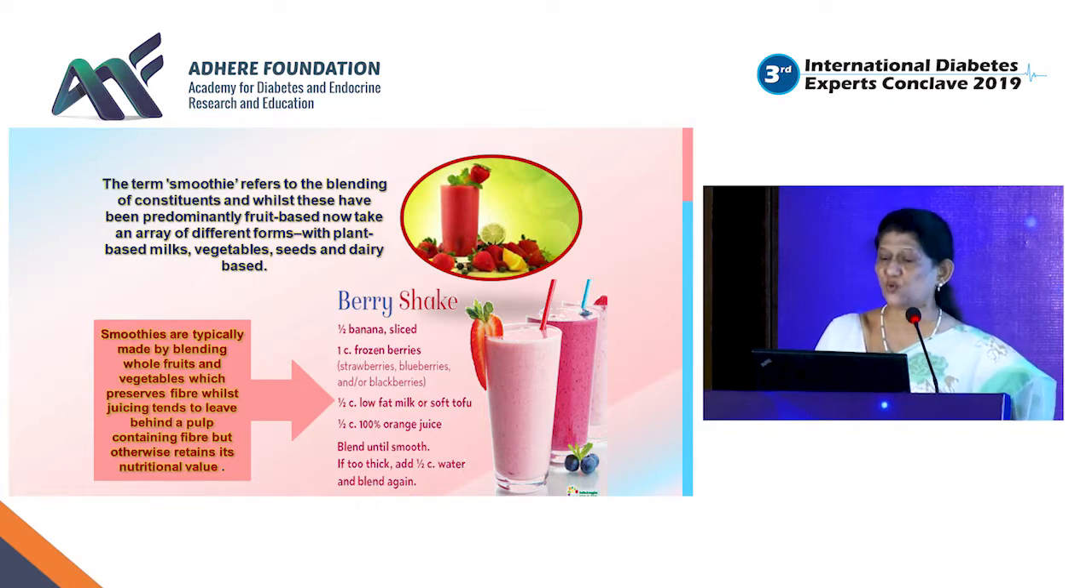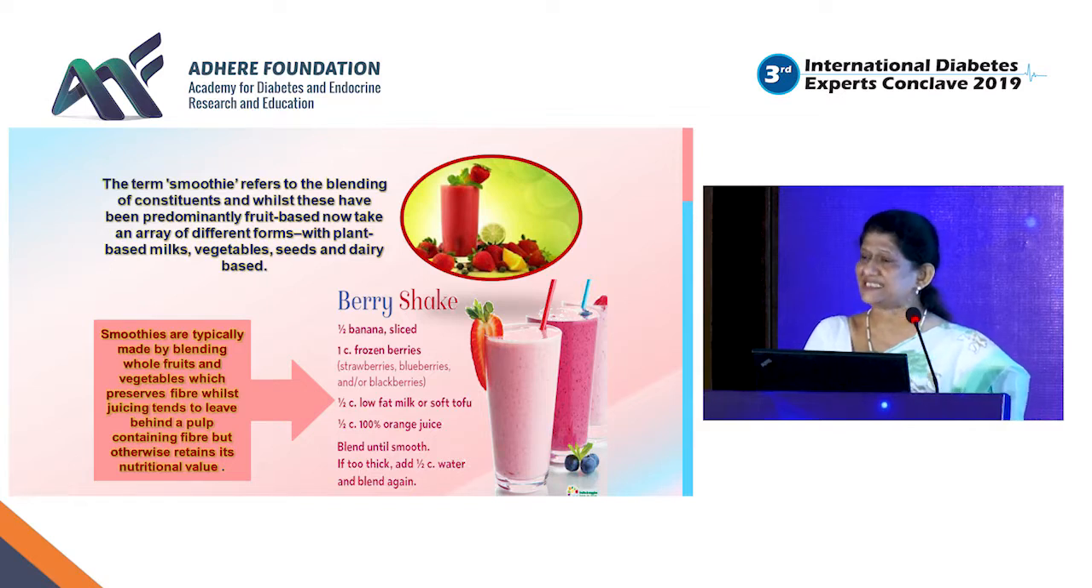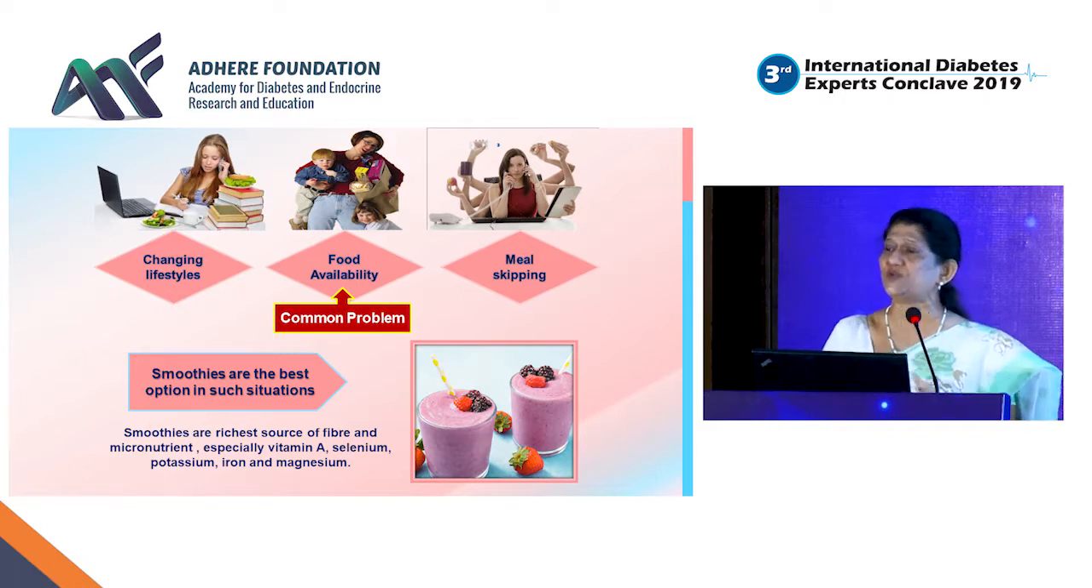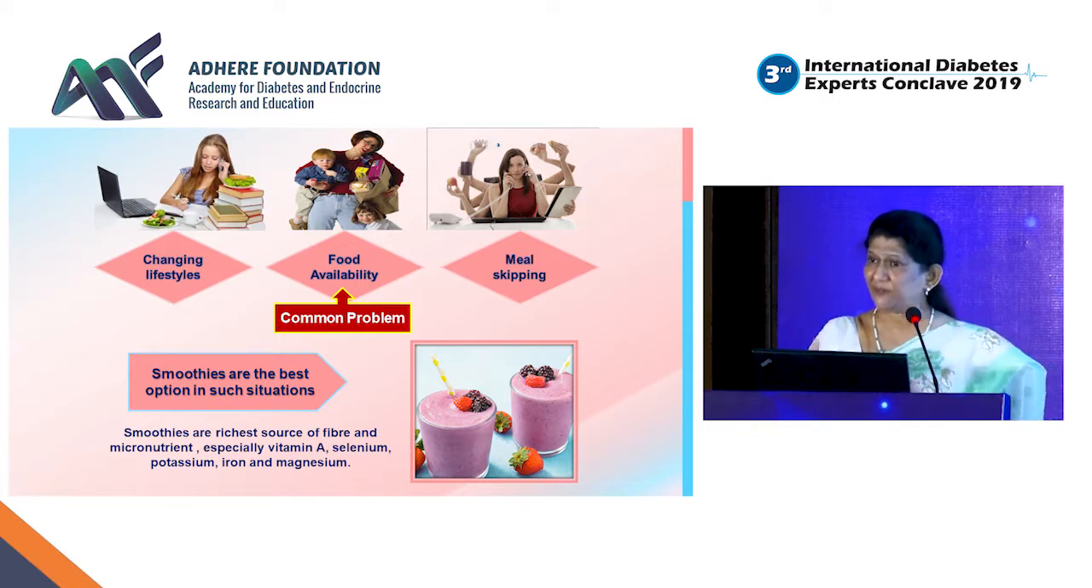The common problem we see these days is changing lifestyles. People are just sitting, in sedentary work. You don't have time to have your 3 regular meals, so when you don't have time for regular meals, you tend to binge in between. When you take a smoothie in between the meals, you will get your fiber intake, and what you missed in the main meals, the fiber, you get from there.